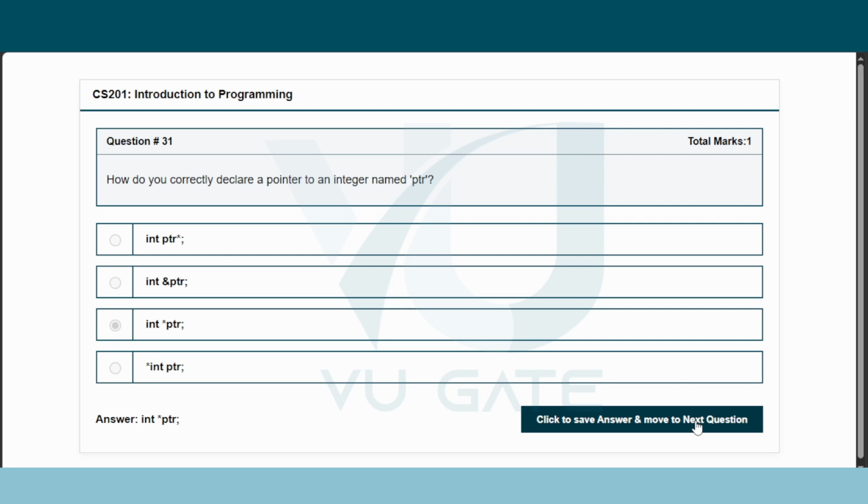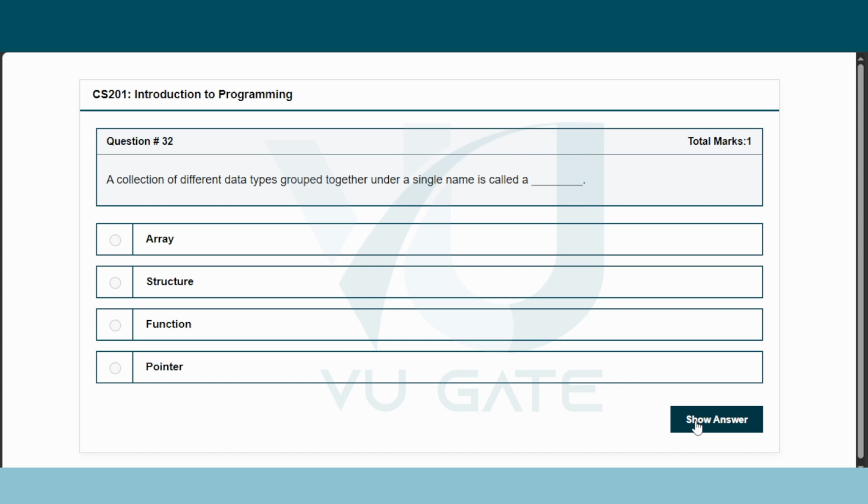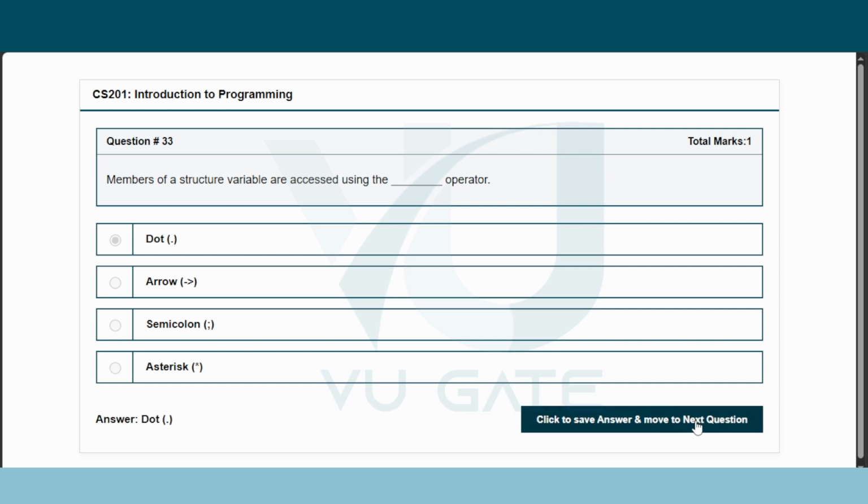Now for question 32. A collection of different data types grouped together under a single name is called a blank. The correct answer is structure. Let's check out question 33. Members of a structure variable are accessed using the blank operator. The correct answer is dot operator.